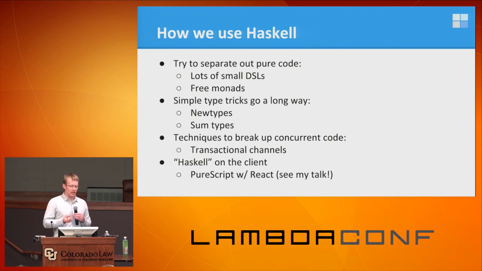And then there's a lot of little type tricks that go a really long way, even though they're very, very simple ideas. Like, don't use strings, because you might use a primary key where you meant to use an email address, because you use string to represent both of them. So wrap them in newtypes so you can distinguish them in the type system. Haskell has sum types, and a lot of languages don't. That's a really, really simple way to assert basic things at compile time about your code.